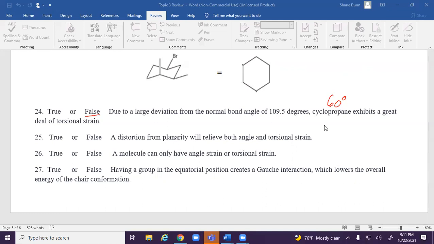Oh, yeah, it's right. No, it's torsional strain. Cyclopropane does not have steric strain. It only has torsional strain. And when I talk about bond angles, that's ring strain, not torsional strain. So you are correct with that. So if this said ring strain, it would be true, but it's not, it's torsional. Okay. A distortion from planarity will relieve both angle and that one. True.